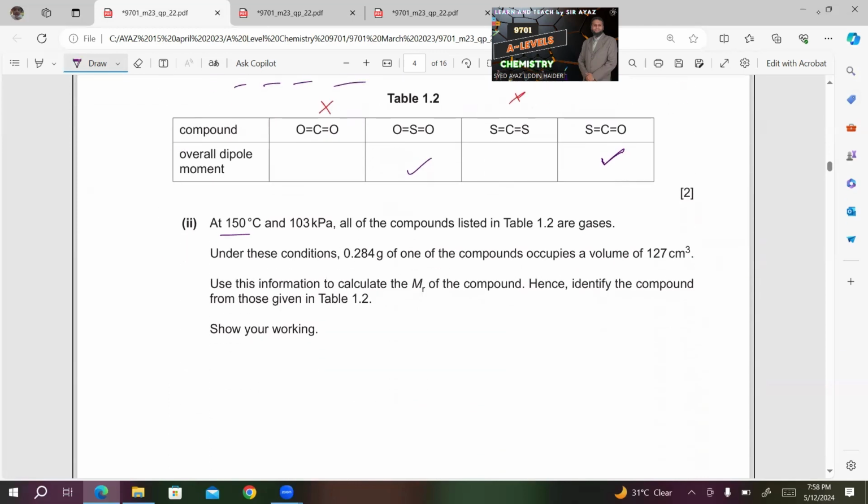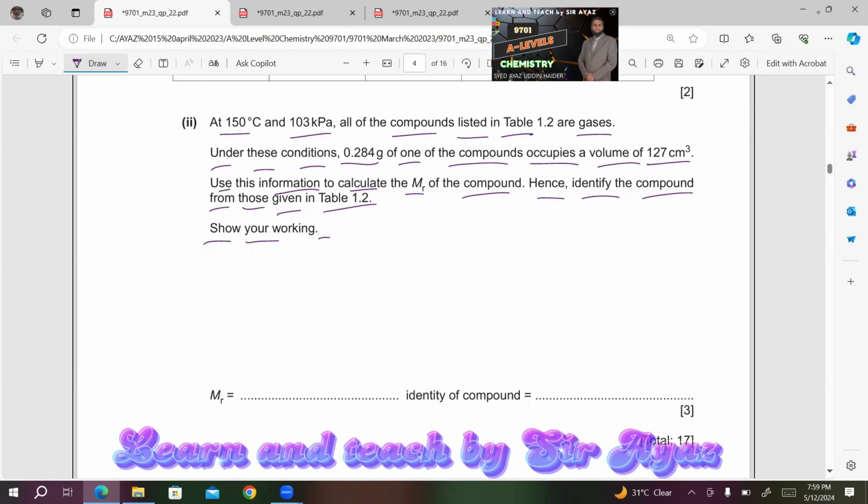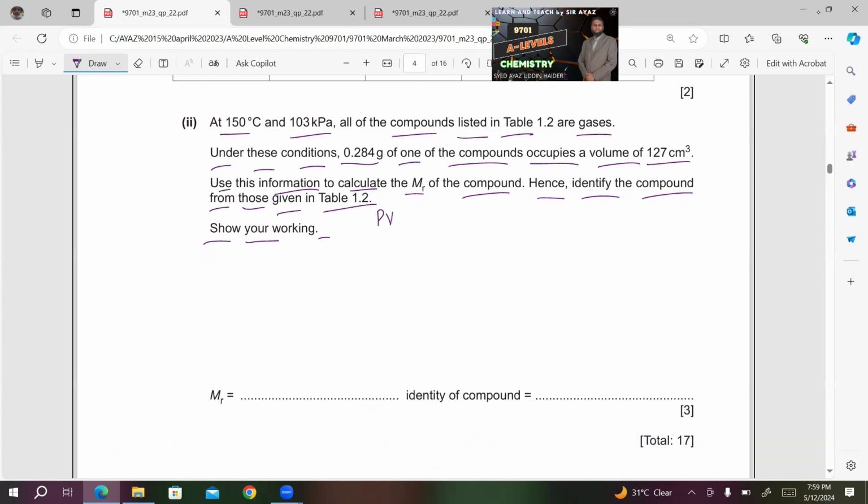Number 2, at 150 degrees centigrade and 103 kilopascal, all of the compounds listed in table 1.2 are gases. Under these conditions, 0.284 gram of one of the compounds occupies a volume of 127 centimeter cubed. Use this information to calculate the Mr of the compound, hence identify the compound from those given in table 1.2. Show your working. Now we know that PV is equal to nRT. You can use this equation.